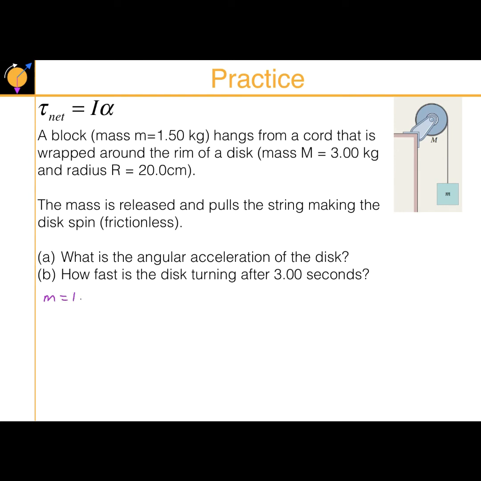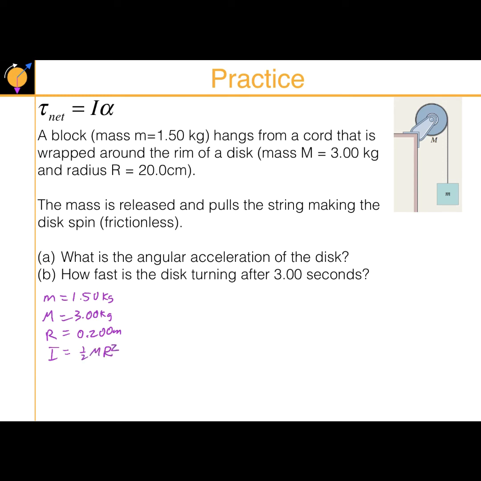The mass of the small hanging mass is 1.5 kilograms. The mass of the disk is 3 kilograms. The disk has a radius of 20 centimeters, so 0.200 meters, and the moment of inertia for a disk is 1/2 mr squared.